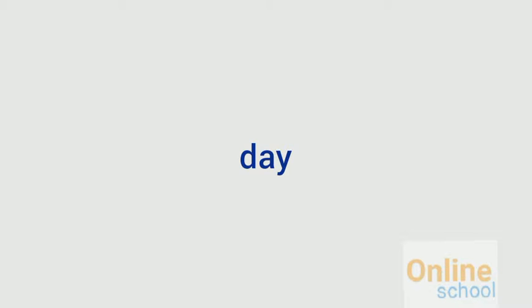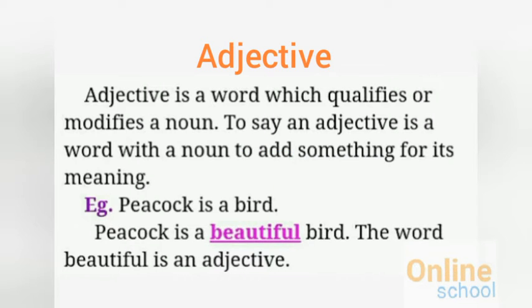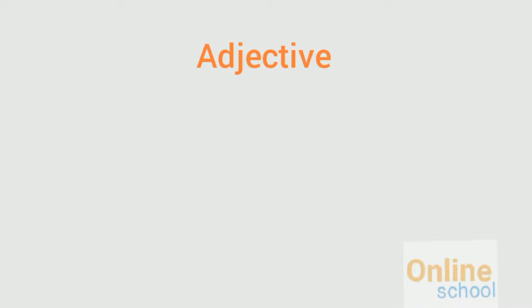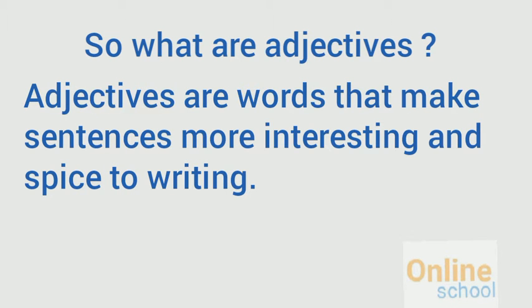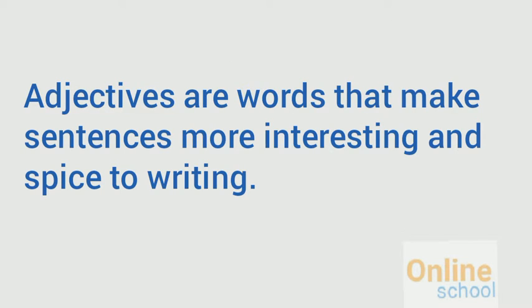So in definition of adjective we can say adjective is a word which qualifies or modifies a noun. To say, an adjective is a word with a noun to add something for its meaning. Example, peacock is a bird, and peacock is a beautiful bird. The word beautiful is an adjective because the word beautiful is giving us extra information about the bird. So, adjectives are words that make sentences more interesting and add spice to writing.